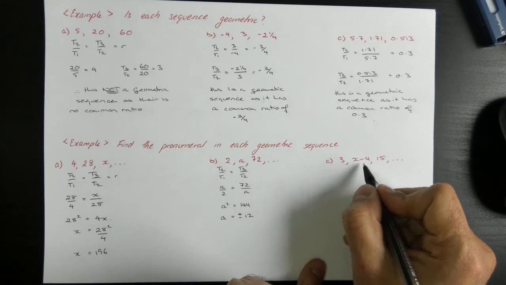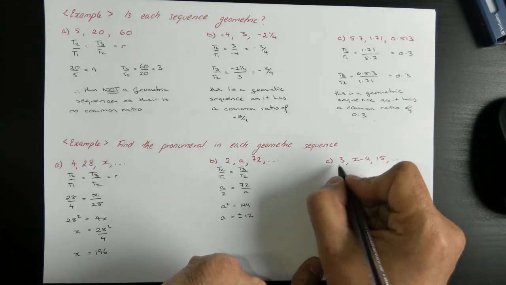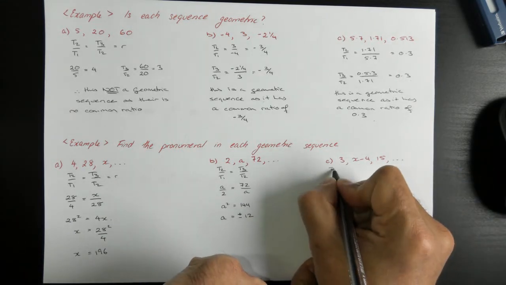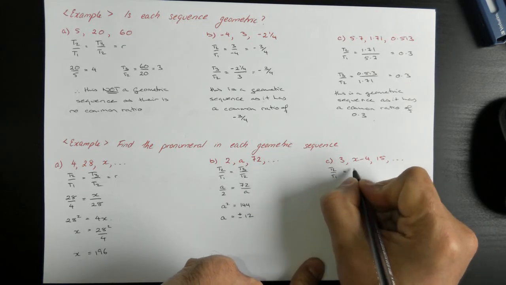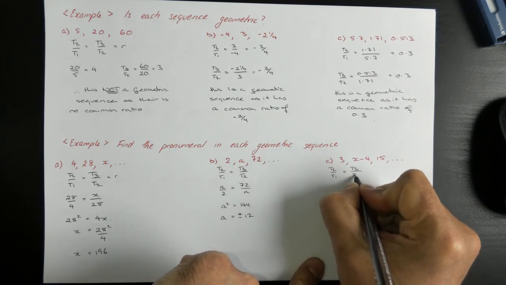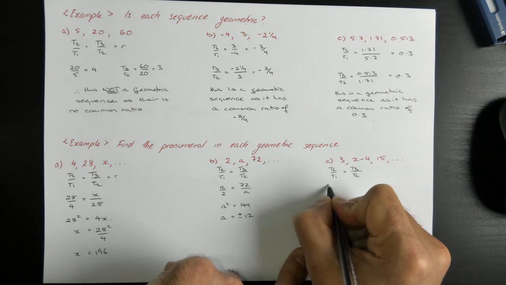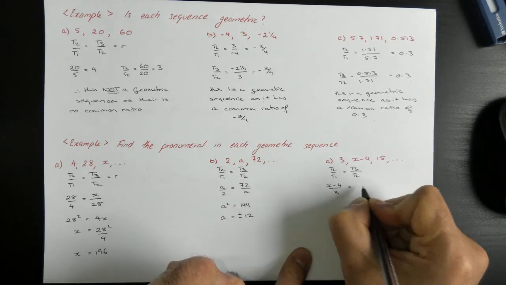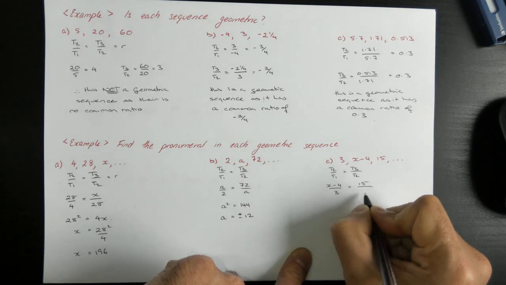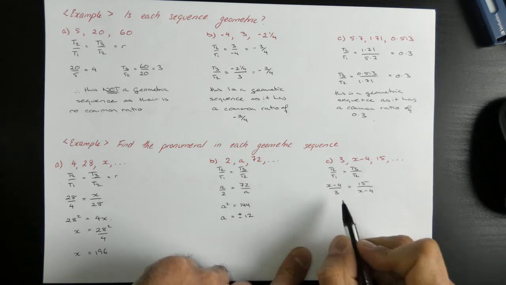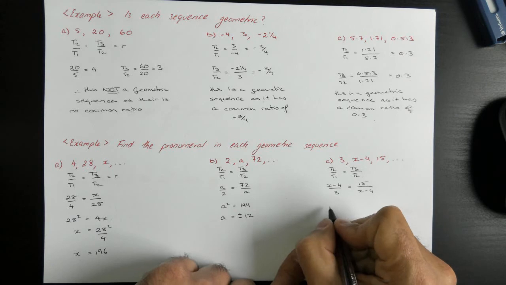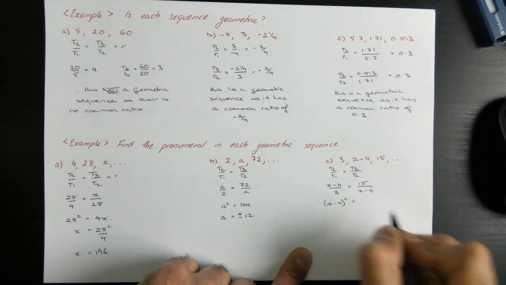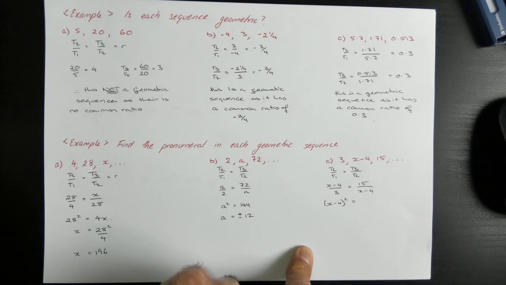Alright, 3 equals x minus 4 over 15, 3x minus 4 over 15. So T2 over T1 is equal to T3 over T2. So x minus 4 over 3 is equal to 15 over x minus 4. Cross multiplying, we get x minus 4 all squared is equal to 45.